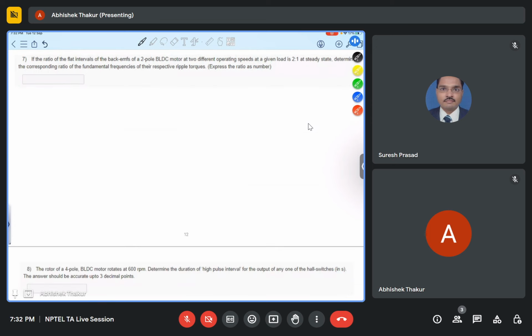In this question, it is given that the ratio of the flat intervals of the back EMF of a two-pole brushless DC motor at two different operating speeds at a given load is 2:1 at steady state. Determine the corresponding ratio of the fundamental frequencies of their respective ripple torques. So we have to find the ratio. The ripple in the torque occurs at a rate at which commutation occurs, and this rate is a function of the operating speed.